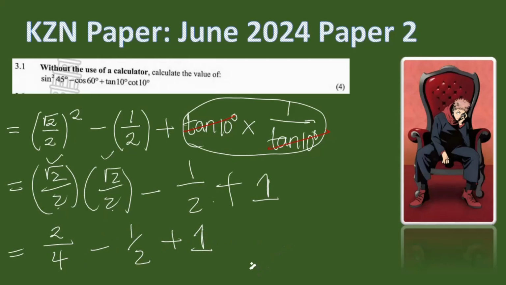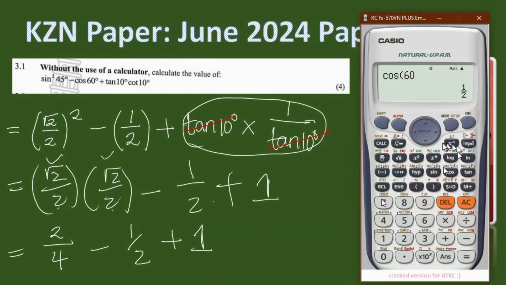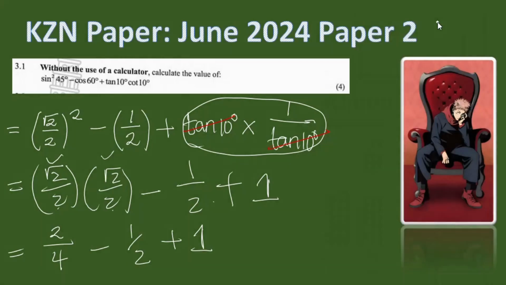Now again, if this thing will be a problem for you, go to the calculator, right? Because you know you will make mistakes very much. So just say 2 over 4. And as you see on a calculator, this whole thing gives me 1, right? So there you go. Your final answer will be 1, right?